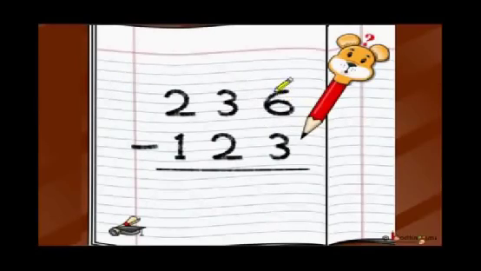Okay, so let's start. 6 minus 3 is 3. Then we go to the next position. 3 minus 2. From 3 you take away 2, you have 1. 2 minus 1 is 1.